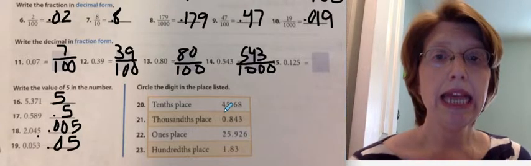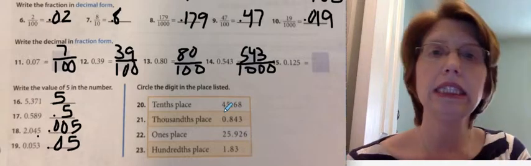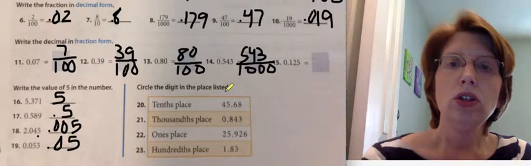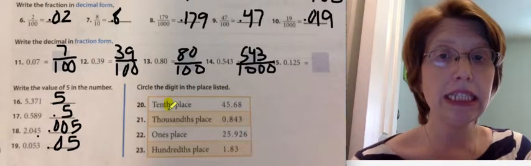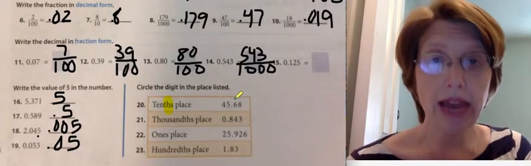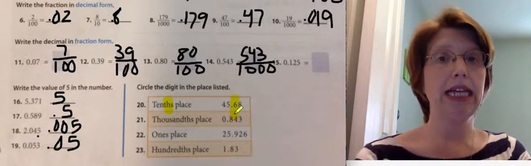Okay, now circle the digit in the place listed. I'm going to use my highlighter here. So in the place listed, tenths, this TH here means that that's going to be behind the decimal. And remember, 1 0, 1 place. So that's going to be the 6.